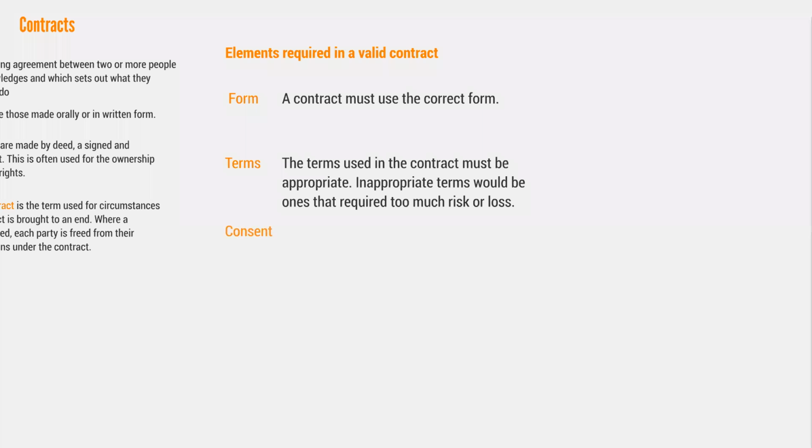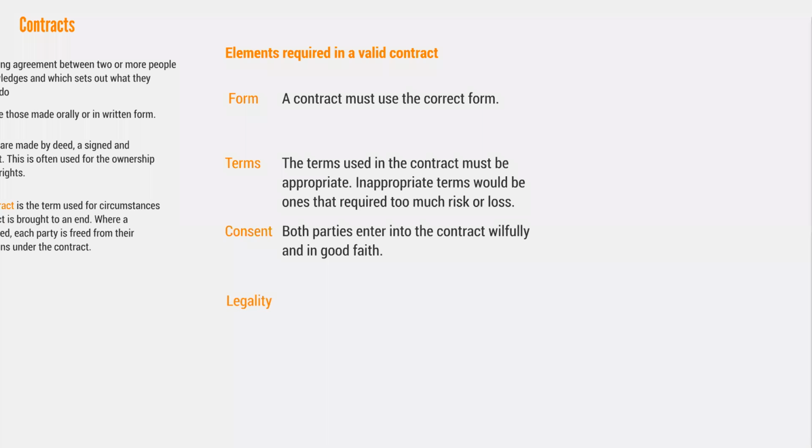Then we have the third term, which is consent. This means that both parties involved in the contract have to enter it willfully. They have to want to do it and in good faith. They can't be tricked or coerced into it, and the contract can't be misrepresentative as to the true agreement of the other party. If one party does give false information, it could affect the validity of the contract. So it's really important that both parties consent to the contract.